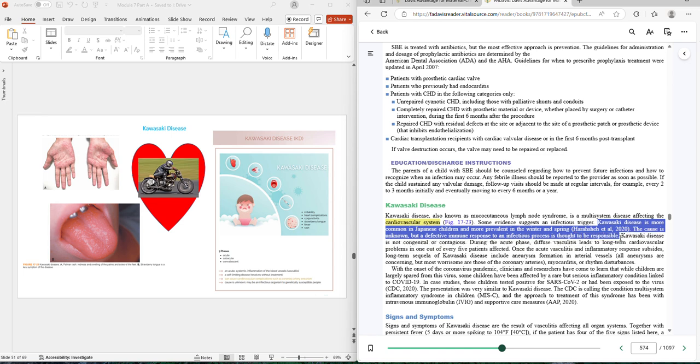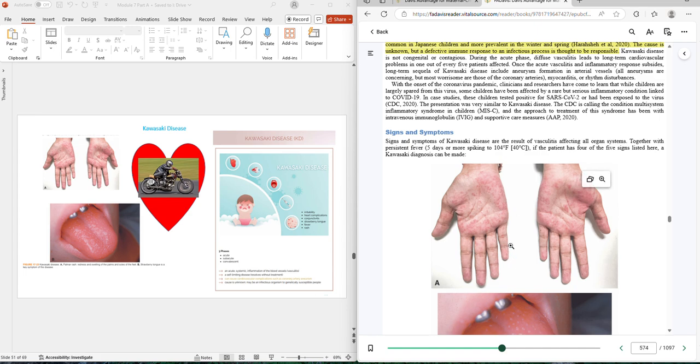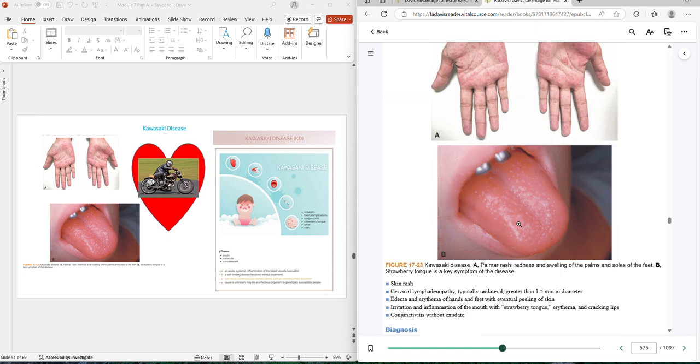It really doesn't know why they get it, but it is a defective immune response to infectious diseases. So they're very irritable. They have some conjunctivitis, a strawberry tongue, a rash, a fever. So this is Kawasaki disease. All right, it's acute systemic inflammation of those blood vessels. And there's that rash, okay, palmar rash, and then the strawberry tongue.